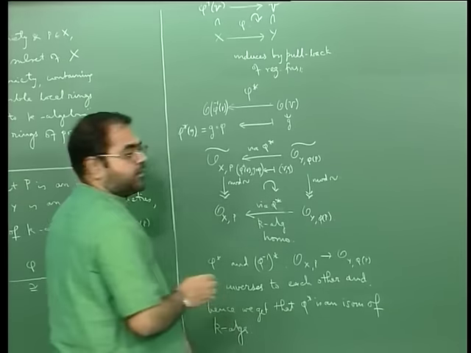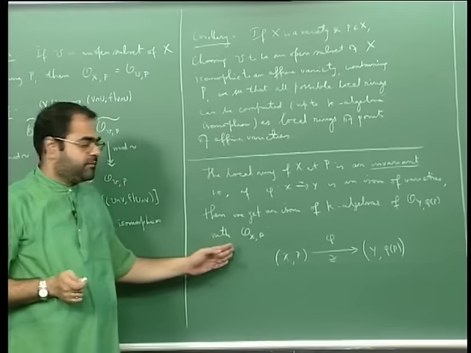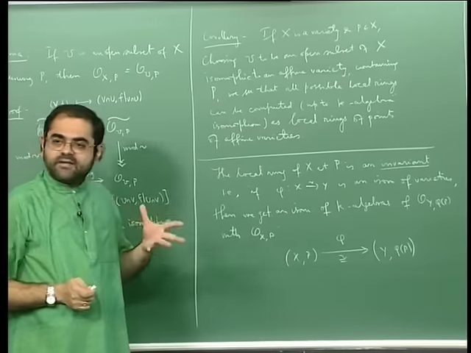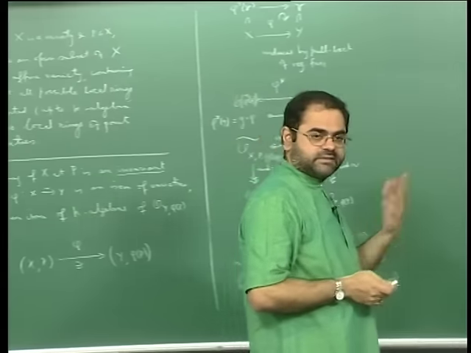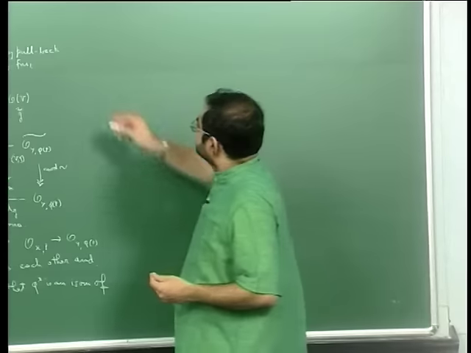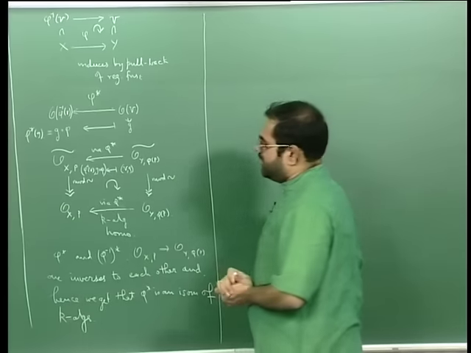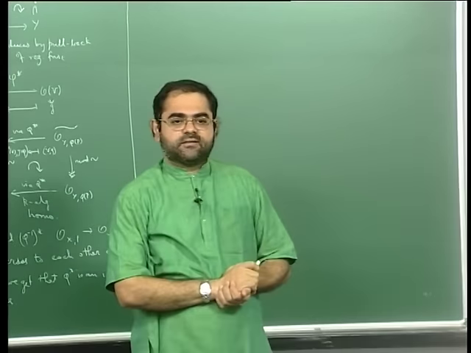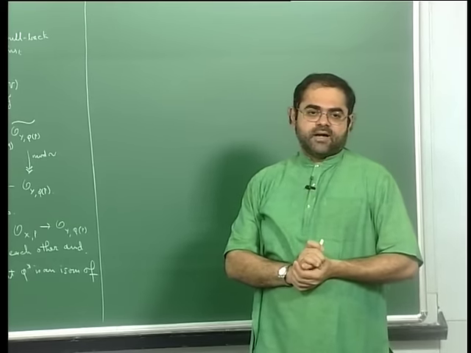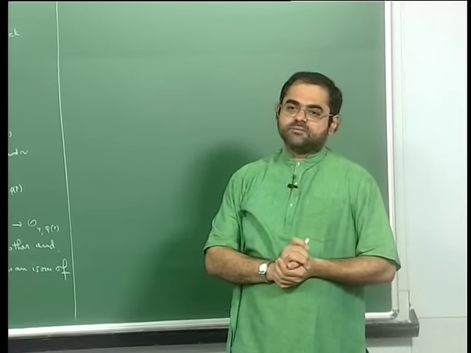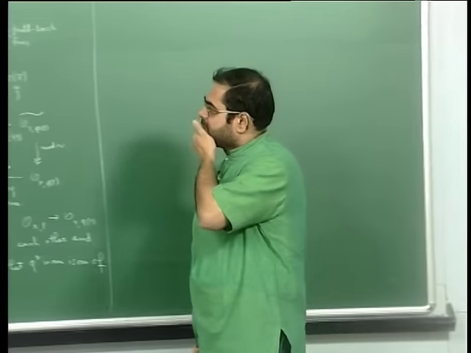So this is what this remark says, that the local ring is an invariant. If you change the variety up to isomorphism, the local ring will not change. It will change only up to K-algebra isomorphism. Of course, we try not to distinguish between varieties that are isomorphic in the geometric sense, and we don't try to distinguish between K-algebras which are isomorphic in the commutative algebraic sense.